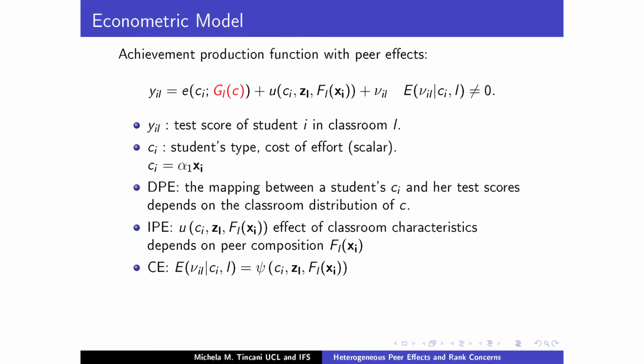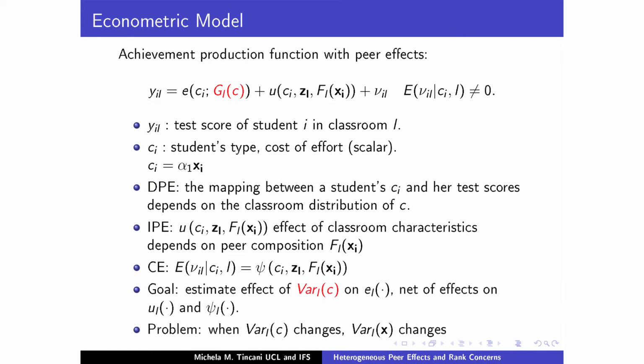There is an indirect peer effect because Z_l are classroom characteristics, and their effect not only varies by student type, but it also varies by the composition of students in the classroom. So that's a distribution of the student X's in classroom l. And finally, there are correlated effects, because if you take the expectation of this thing, the conditional expectation is different from 0, and I actually model it, and it's going to be a function of student type, classroom characteristics, and the distribution of student characteristics. So this is student composition in the classroom.